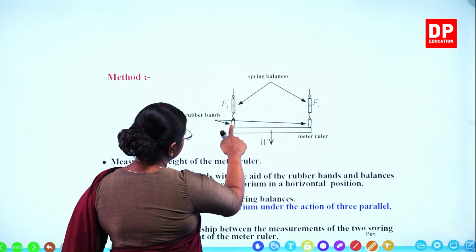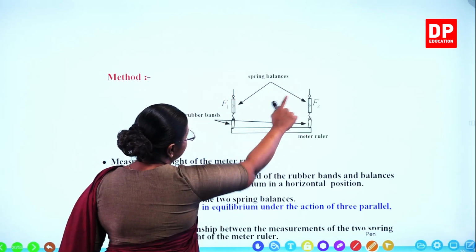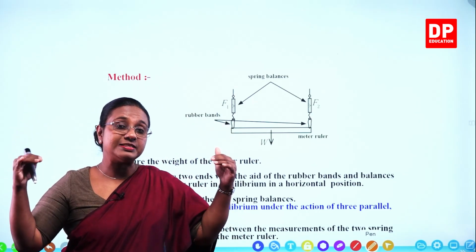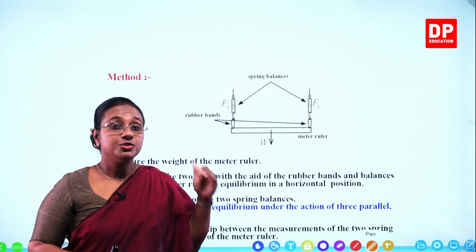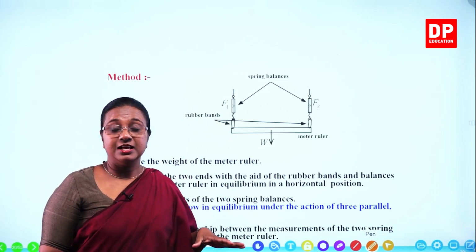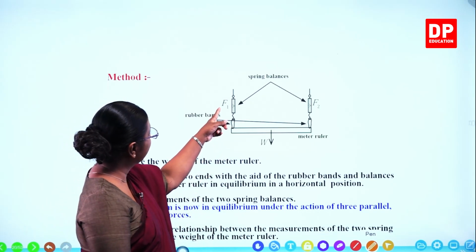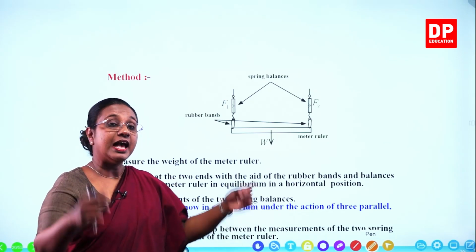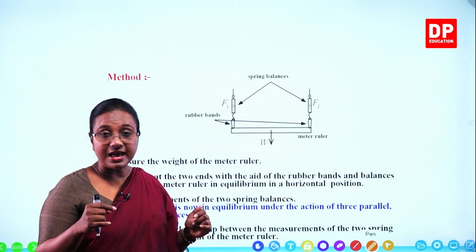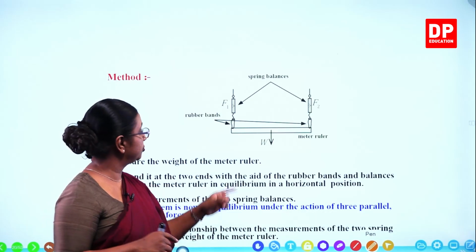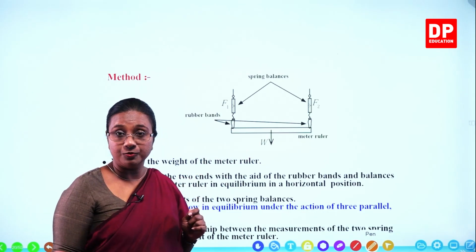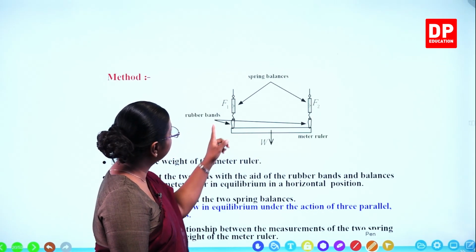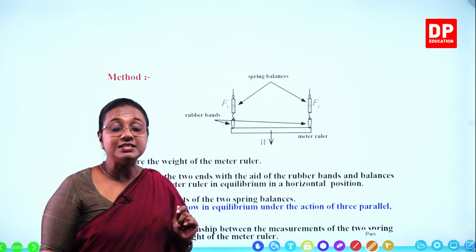And then what we do is we attach the Newton spring balances to the rubber band, and the Newton spring balances have to be suspended from a support. So normally you all can use a stand. What we have in the lab, you can hang the balance from one stand on this side and the second stand on the other side, and that can be attached to the rubber bands, and the rubber bands can be used to suspend the meter ruler. That is how we do the activity. Once we do that, we have to observe the Newton balance readings.